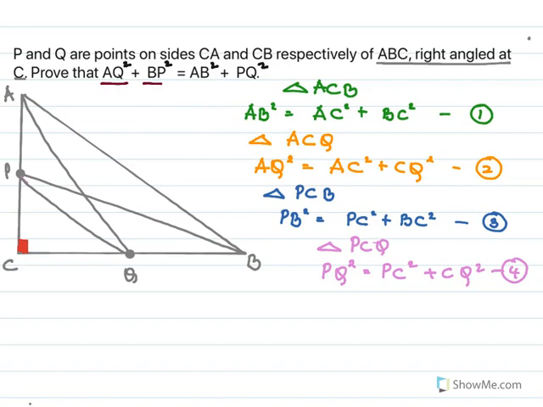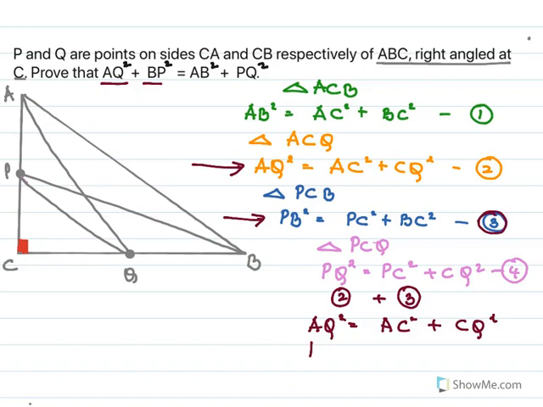So we are going to add here, or to get AQ, we need AQ square. So we need to add AQ square and then we need to add PB square. So we need to add 2 and 3. So 2 plus 3. Now the equation 2 is AQ square equal to AC square plus CQ square. And look up at equation 3. Equation 3 is PB square equal to PC square plus BC square.